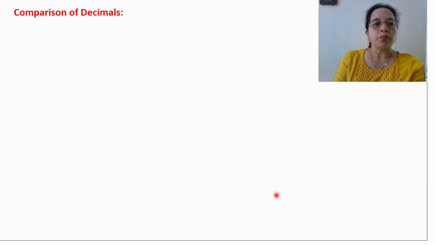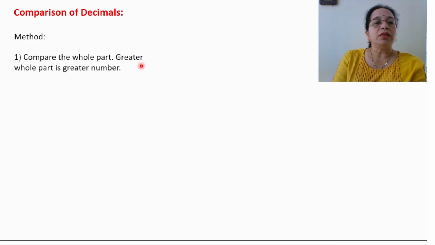Now the next subtopic is comparison of decimals. So what is the method? Compare the whole part, the greater whole part is the greater number. So here two numbers are given. We will compare the whole parts 289 and 298. So which one is greater? 298 is greater. And the same thing we have done in chapter number 1.